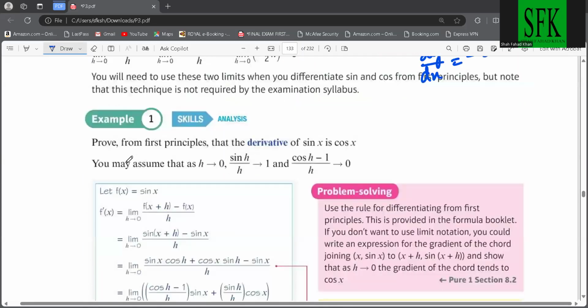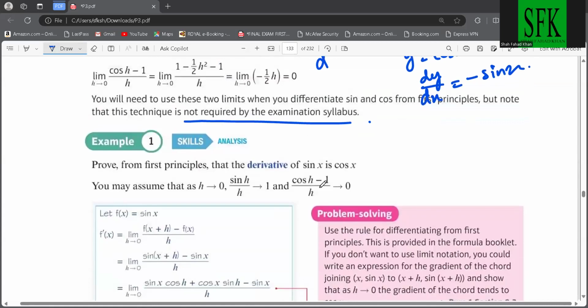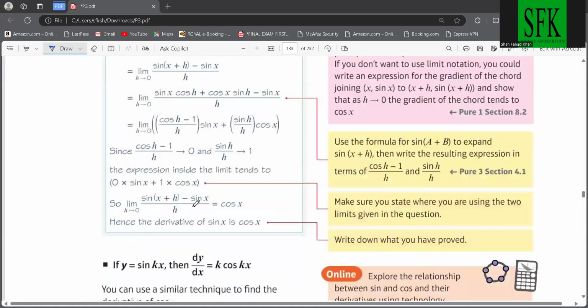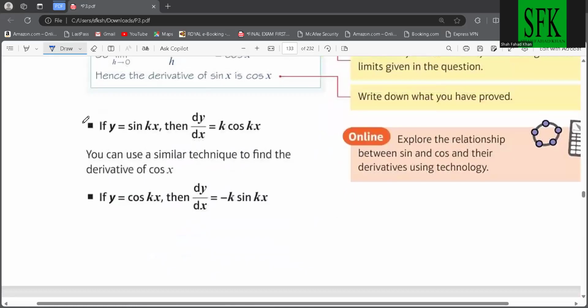Now, apart from that, this first example is actually not required by the exam syllabus. So it's okay if you don't know what this is. I'm not going to spend time on this one. Instead, we can quickly go on to the final product of this derivation. And that is, if you have sin x given to you, the differential of sin x is cos x.